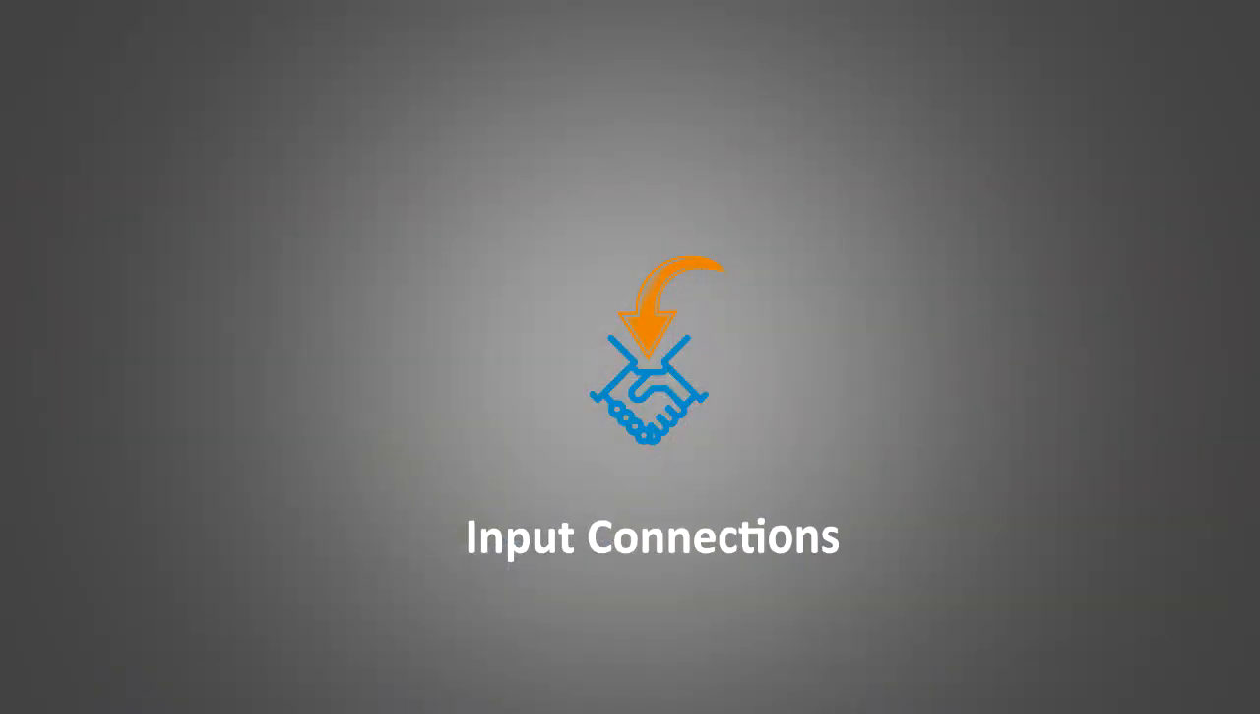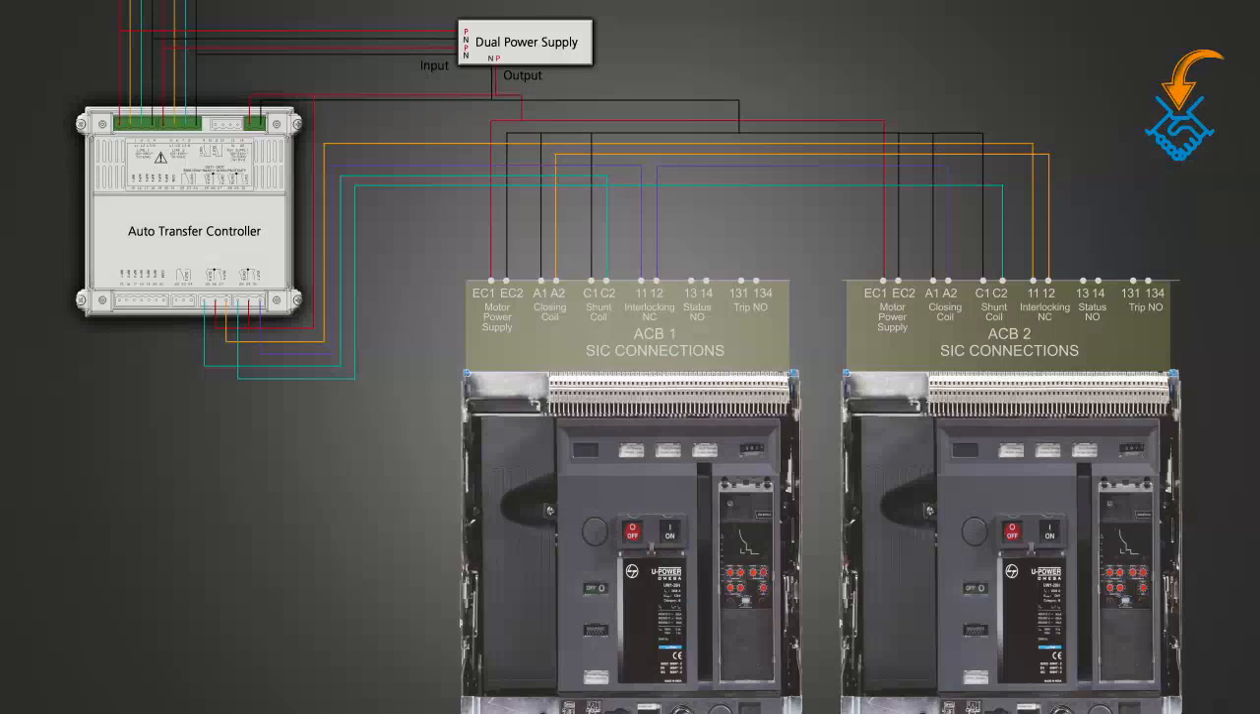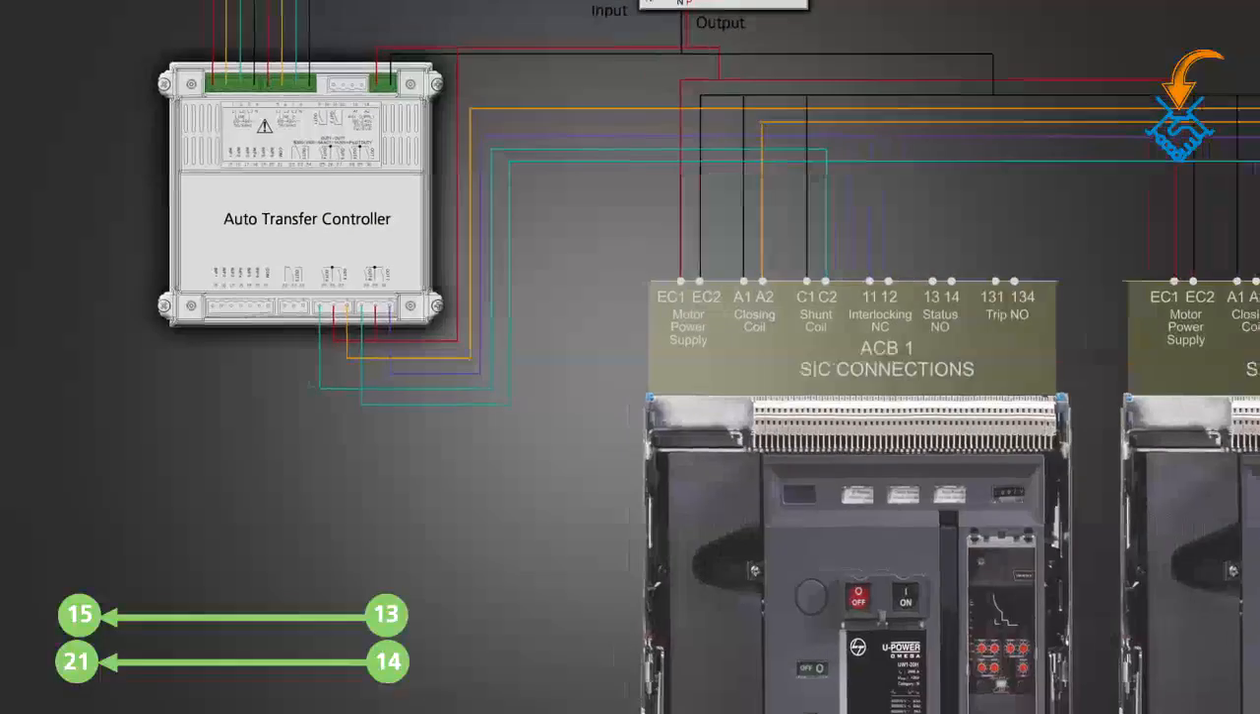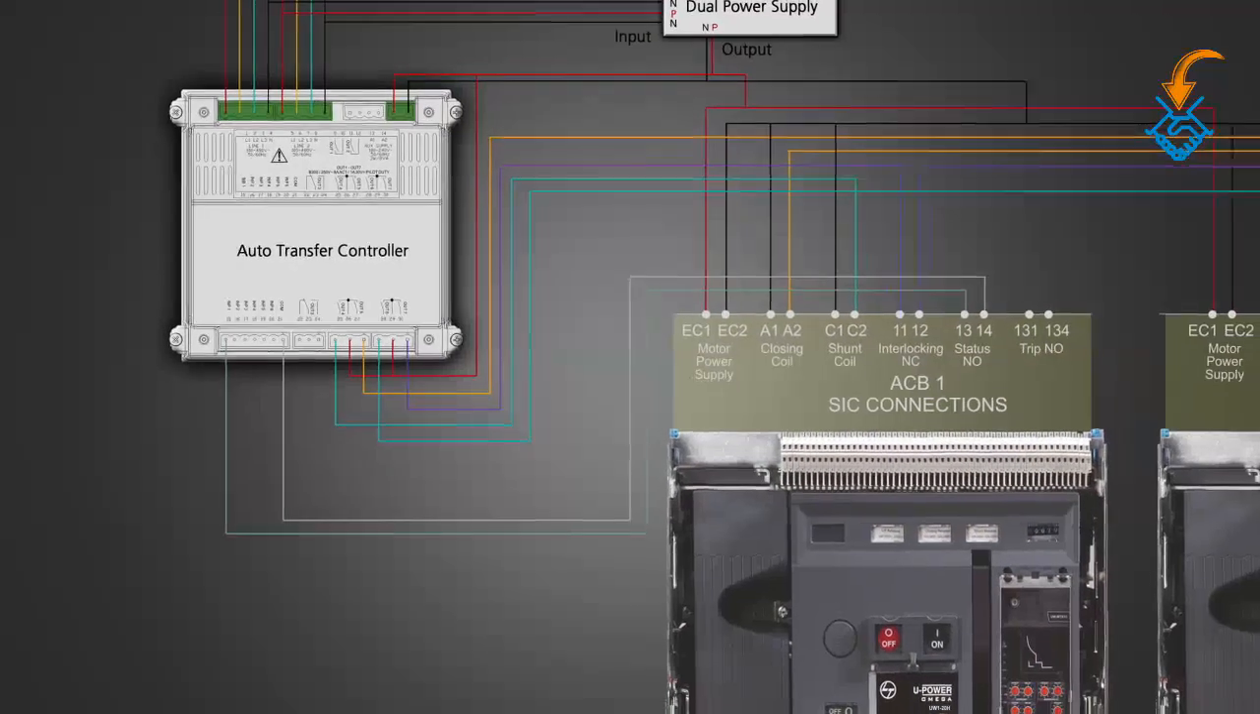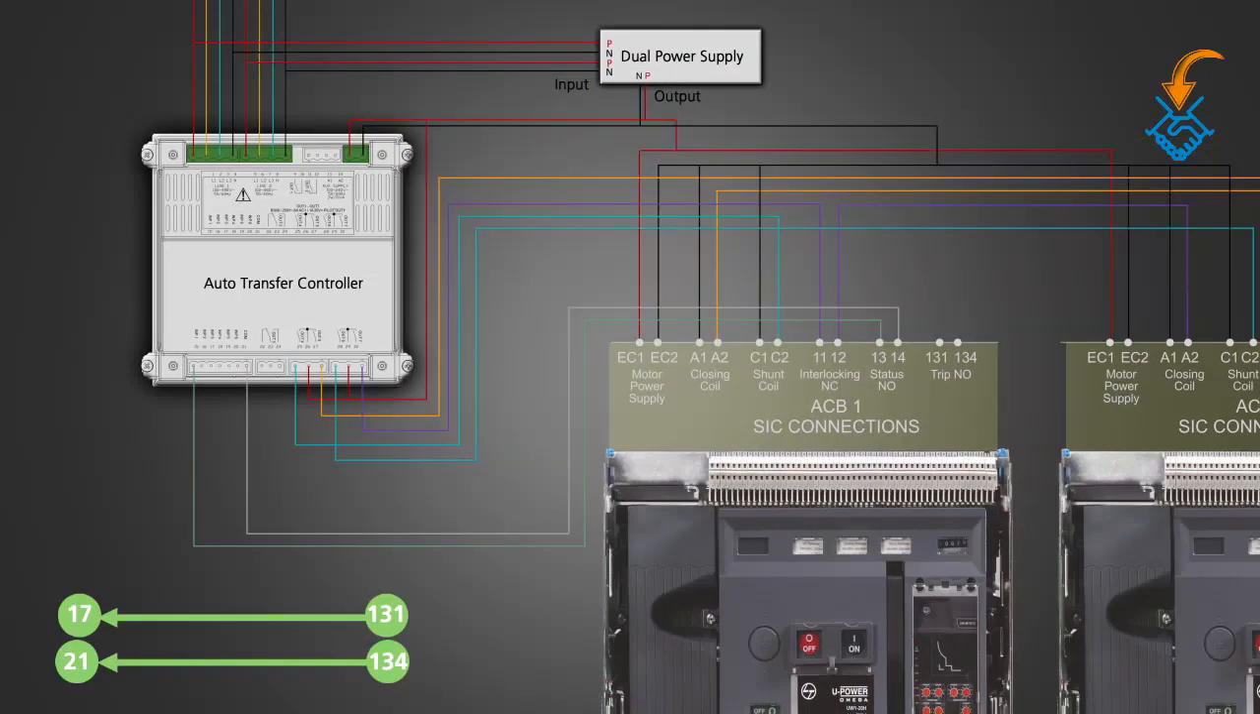Now let us look at the input connection for an ACB. NO contact, that is SIC number 13 and 14 of ACB1, is connected between terminal 15 of input 1 and common terminal 21 of the controller. Trip NO contact, that is SIC number 131 and 134 of ACB1, is connected between terminal 17 of input 3 and common terminal 21 of the controller.